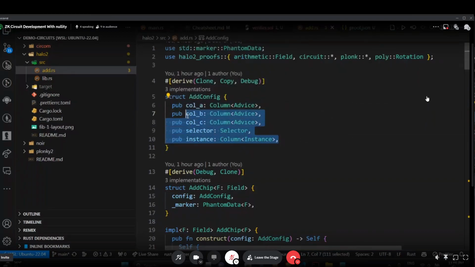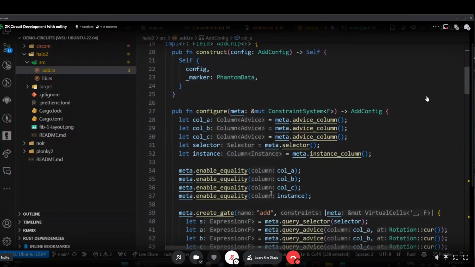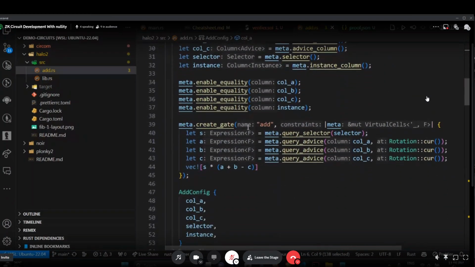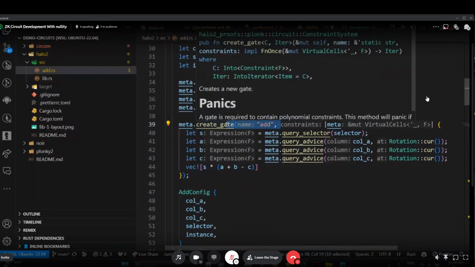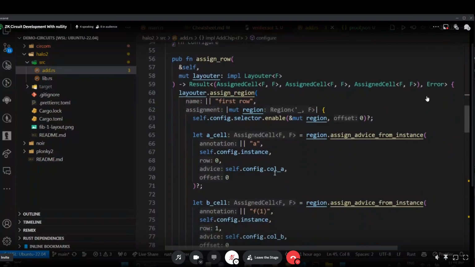Then you have your selector and instance columns. Then you create a chip and you create a gate saying, oh, I want an addition gate. What I want to do is add A and B and the output, which is C. So when you do A plus B minus C, it has to be 0. We create a constraint this way, and we use our layouter to assign.